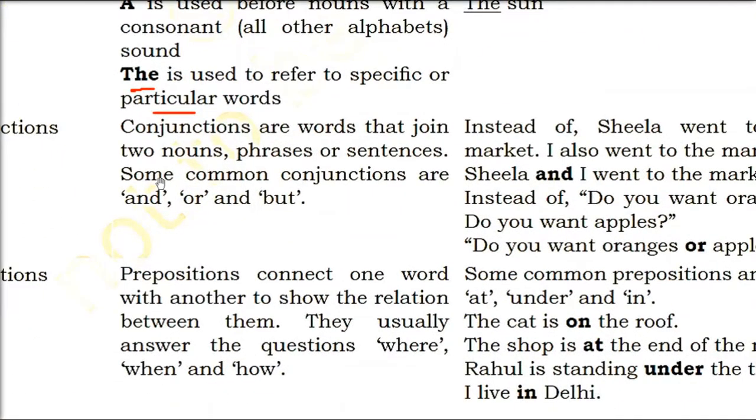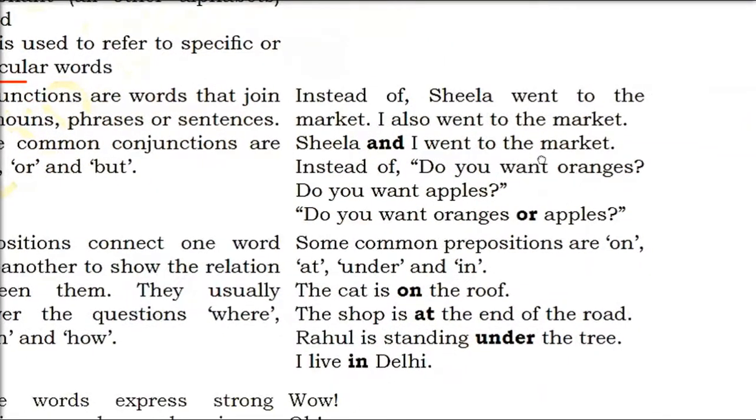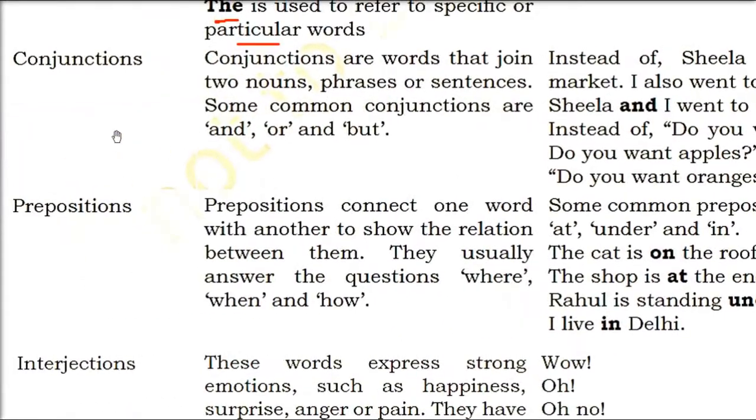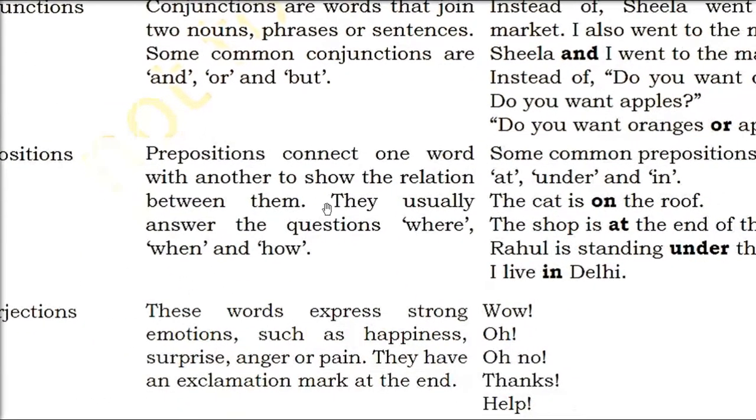Now conjunctions. Conjunctions combine phrases, nouns, sentences. If the sentences are Sheila went to the market and I went to the market, these are two sentences. Why not combine them? When we combine them, we can write it as Sheila and I went to the market. And we have combined them. Or let us take one more example. Do you want oranges? Do you want apples? These are two sentences. We can combine them using "or". Do you want oranges or apples? So with "and" and "or" we are combining. That is why it is called a conjunction. Prepositions.